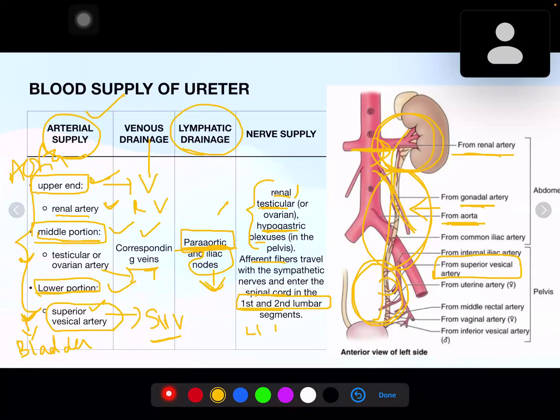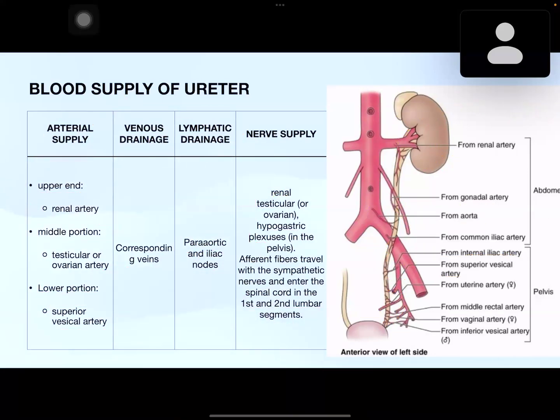So that would be L1 and L2. And the kidney was T10, 11, and 12. And so below, the ureter would be L1 and L2. We usually don't ask these segments in the exam, but the arterial supply and blood supply of the ureter are very important.